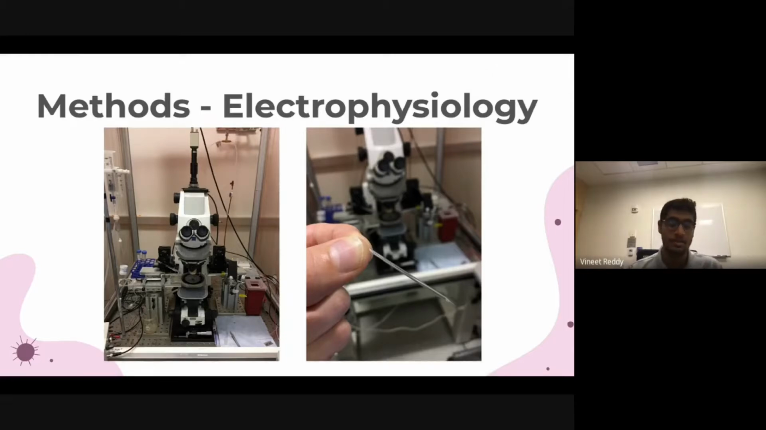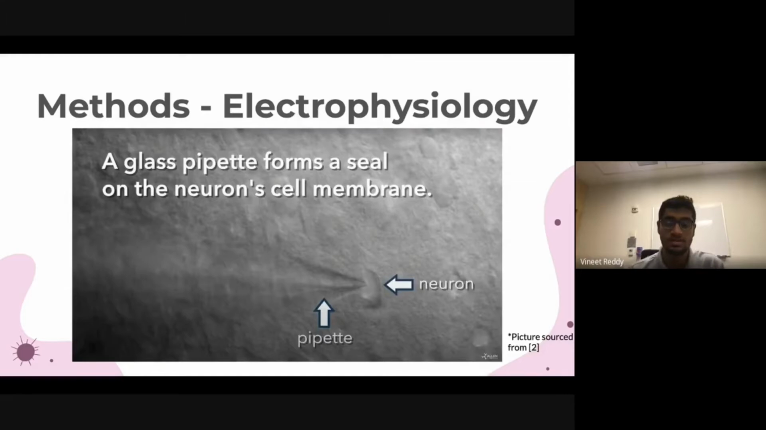Then on the right, you see a tiny, tiny glass needle. We can take the glass needle and poke neurons within the slice. Then we can establish a seal between the glass needle and the actual cell to measure how the cell itself is responding. This is what I would see in the microscope itself.